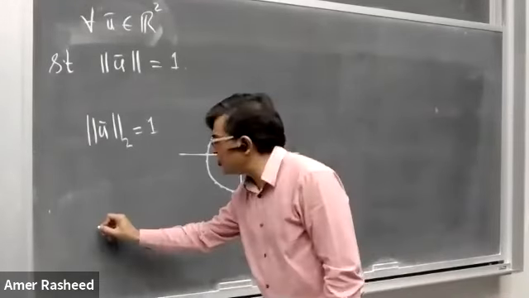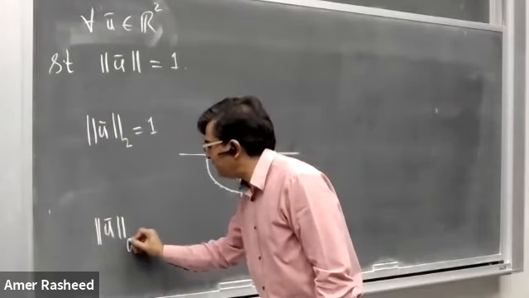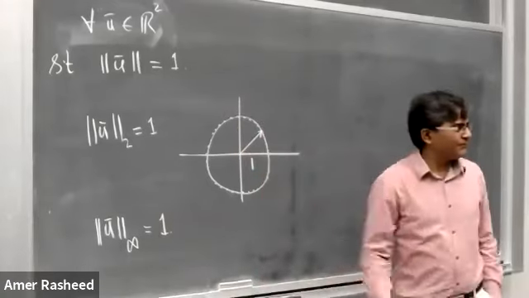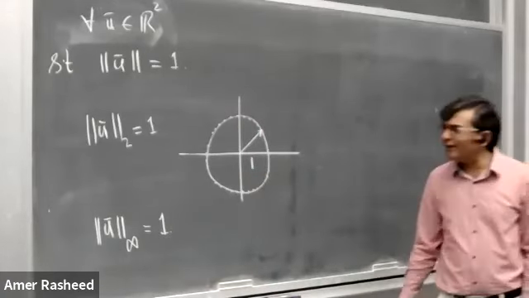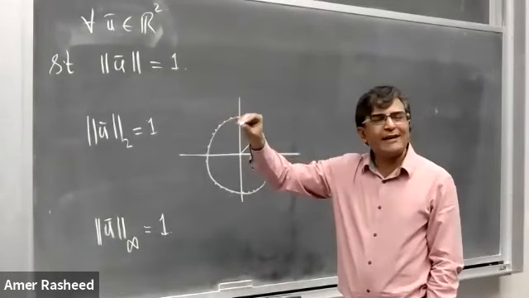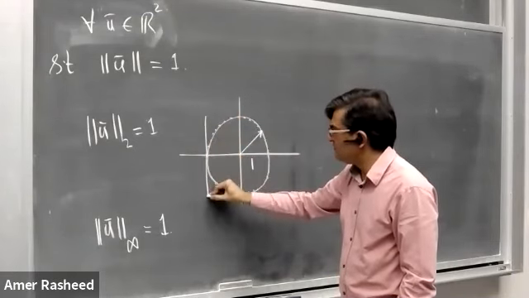If you choose the infinity norm with 1, it will give you a square having length 1.